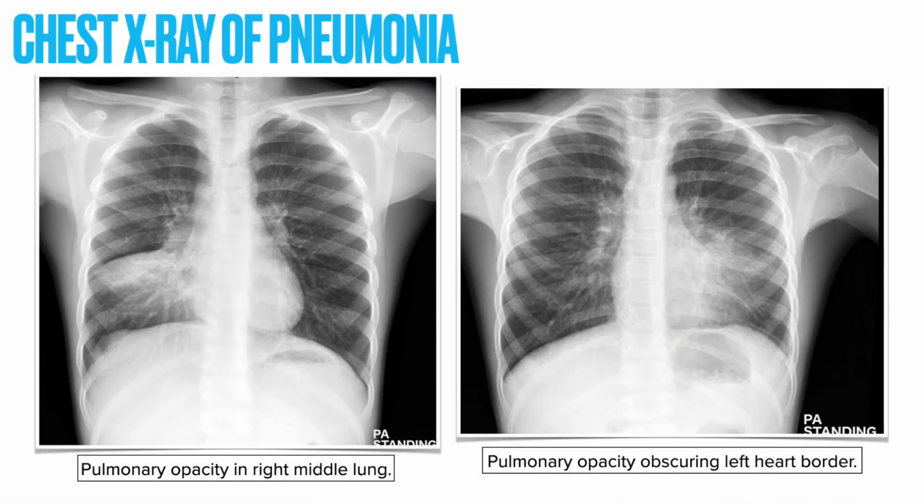And then I just included for your reference a couple of chest x-rays in the pediatric population with pneumonia. So on the left side of the screen here, this is a pulmonary opacity in the right middle lung. It's pretty easy to see there. And then on the right side of the screen here is a pulmonary opacity obscuring the left heart border. So there's just some examples for you to look at.